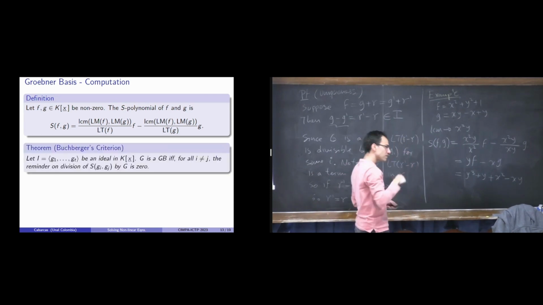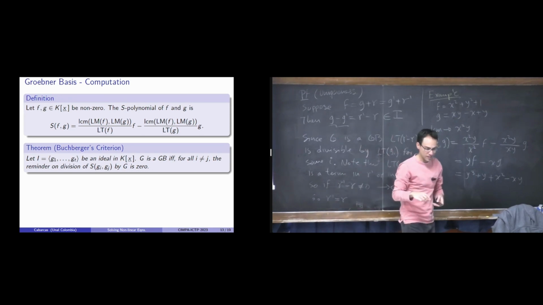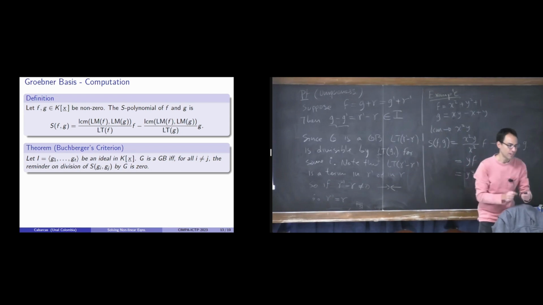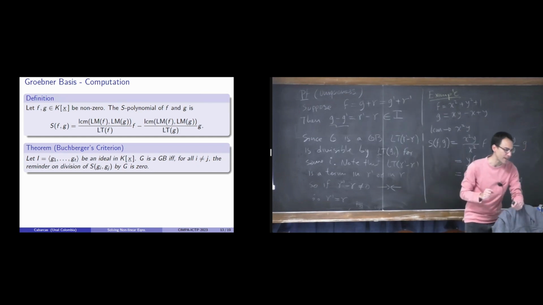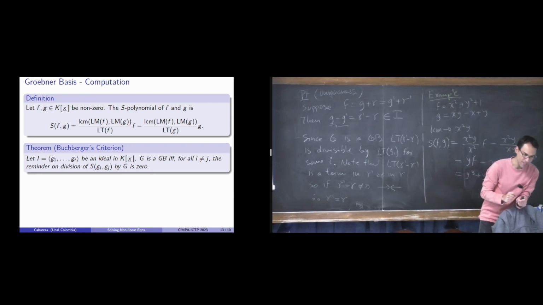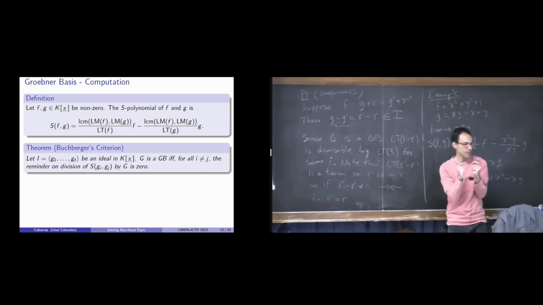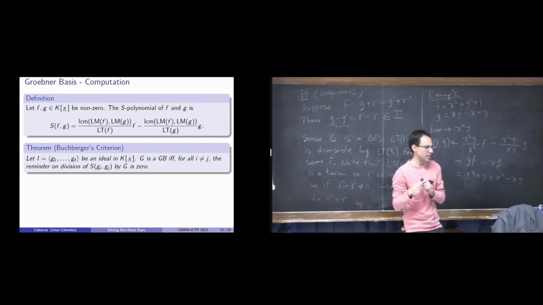So these S polynomials are very interesting because of this theorem. This is called Buchberger's criterion, and it's due to Buchberger. It says that if I is the ideal generated by G1 through Gt, G is a Groebner basis if and only if for every two indices i different from j, the remainder of division of the S polynomial of Gi and Gj by G is 0.